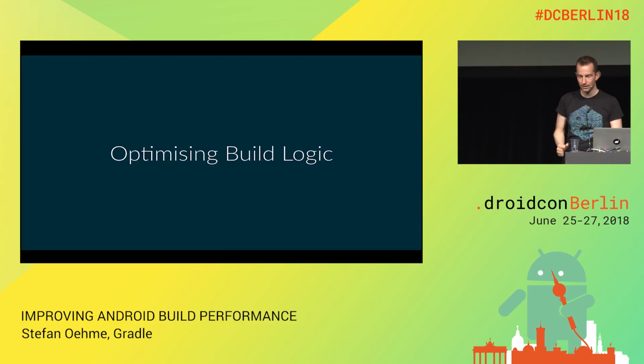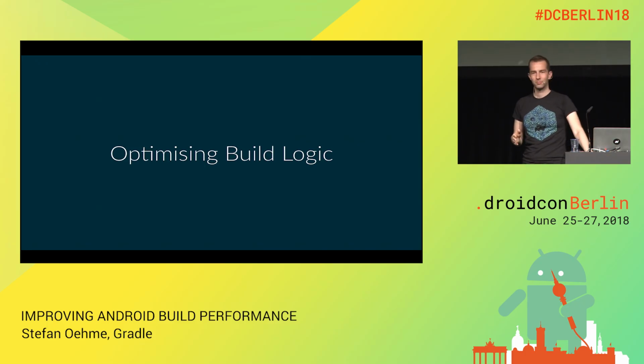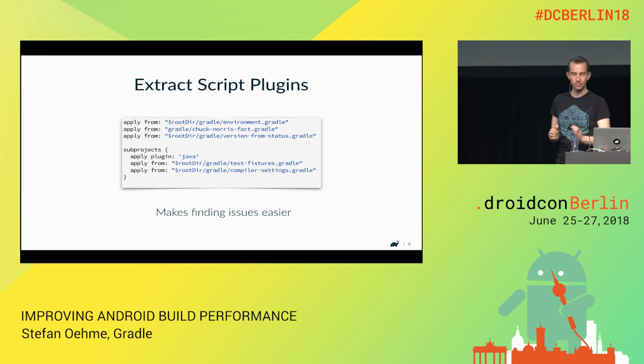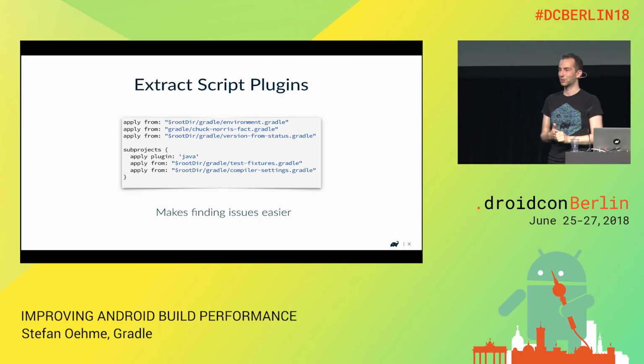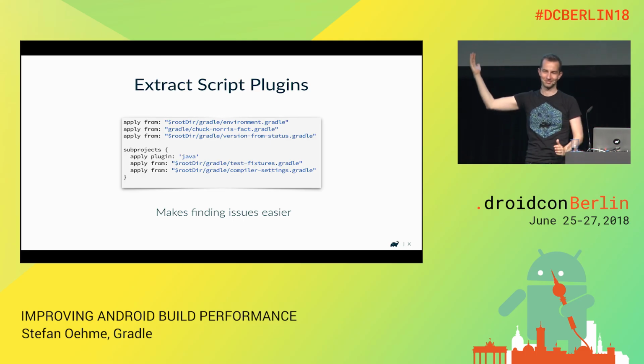Okay. Speaking of configuration time, we also have to talk about your build logic itself, even if it's not doing anything bad. I can warmly recommend splitting up your build scripts. Don't have one big script, because it's really hard to find a problem in there. The build scan will just tell you there's a problem somewhere in that 1,000-line build script.